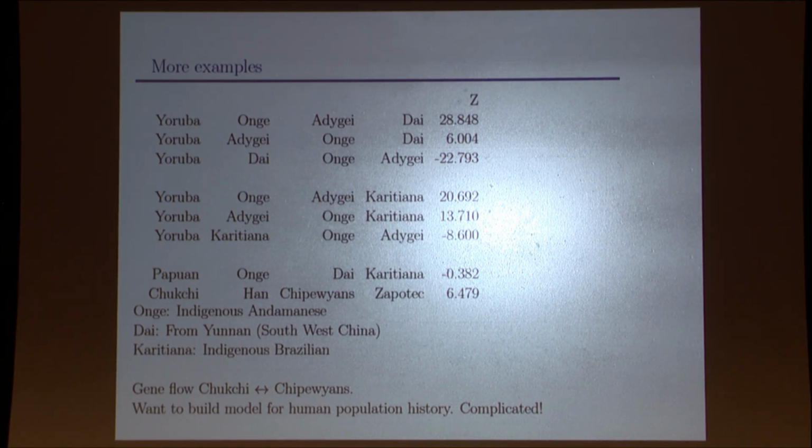Here's a few other examples. So Yoruba I talked about before. Adyghe is a modern population in the Caucasus. Dai are in South China. And the Ongi are a fascinating population, which I'm extremely lucky to have genetic data for. That's a population from the Andaman Islands in the Indian Ocean. The Ongi live on Little Andaman. They're rather tragically a very small population size now, probably only about 100 adults.